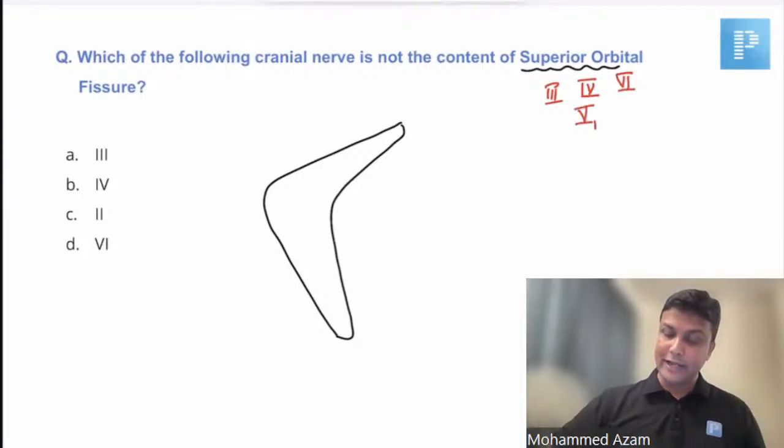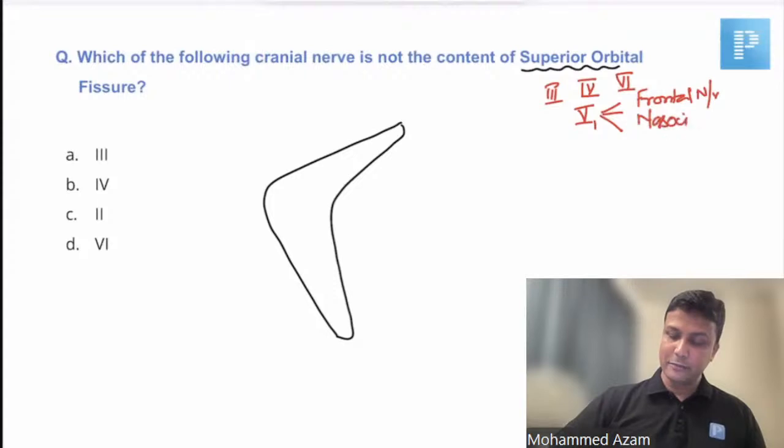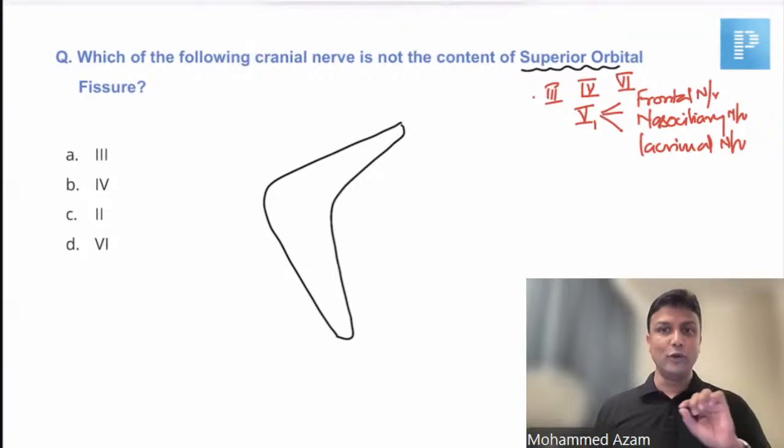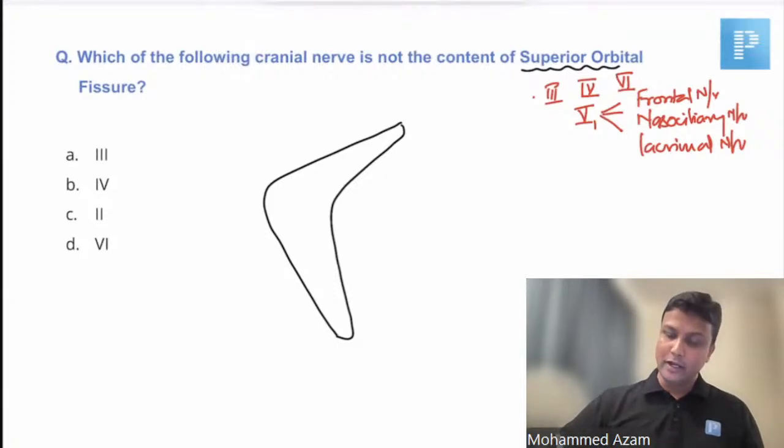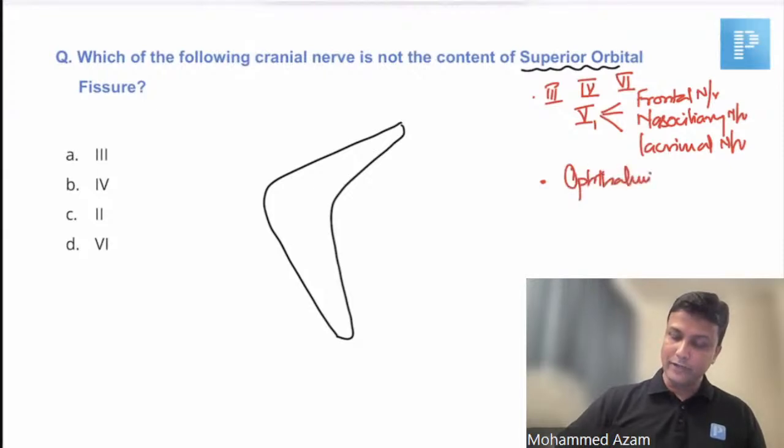V1 branches. And what are the three branches given by the ophthalmic nerve? Number 1, the frontal nerve. Number 2, the nasociliary nerve, as well as the lacrimal nerve. Okay. Along with all these nerves, the cranial nerves 3, 4, 6, along with the branches of V1, the ophthalmic veins also pass from here. Ophthalmic veins will also pass from the superior orbital fissure.